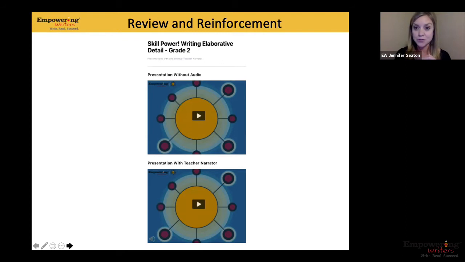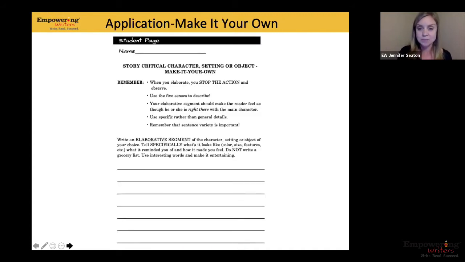But from a review and reinforcement perspective, when we're thinking about working with these students that maybe missed it the first time, or maybe even this year they're out or on quarantine, or they need to come back and have that one more time, that's where you can pull up this skill power with the teacher narrator. It can be independently listened to. If they put their headphones on, they can listen to it one more time to get that instruction. So that is another way to support those students.